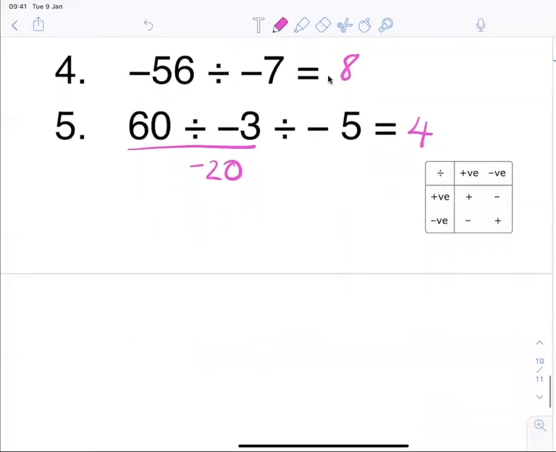Okay, so now you've done all the work you need to do on multiplying and dividing negatives. Have a go at the task that you have been set.